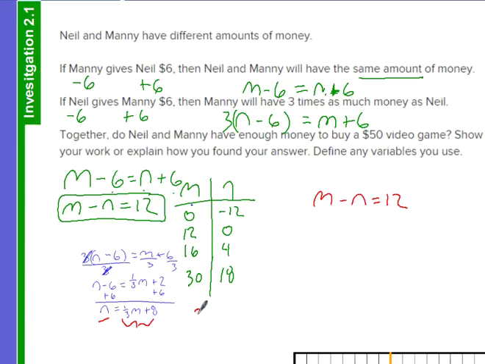So I'm going to go back to the 3n, I'm going to distribute this, minus 18 is equal to m plus 6. So instead of dividing everything by 3, I'm just going to distribute the 3. And then I'm going to get the m and the n together to create standard form. So I'm going to subtract 3n from both sides and subtract 6 from both sides.